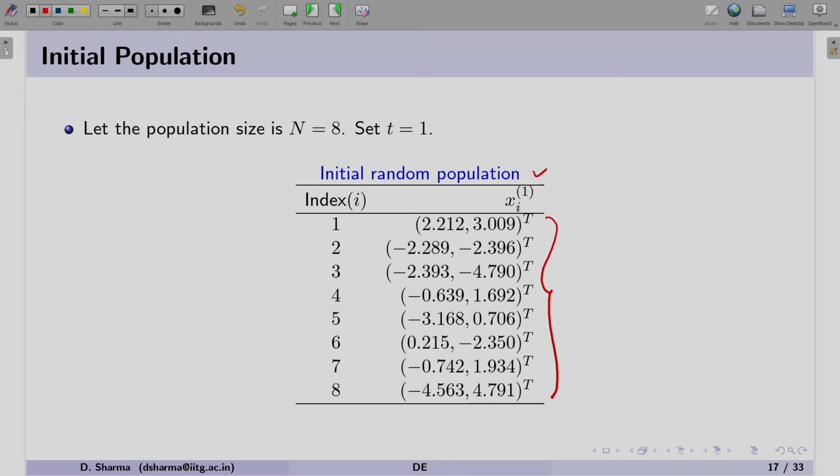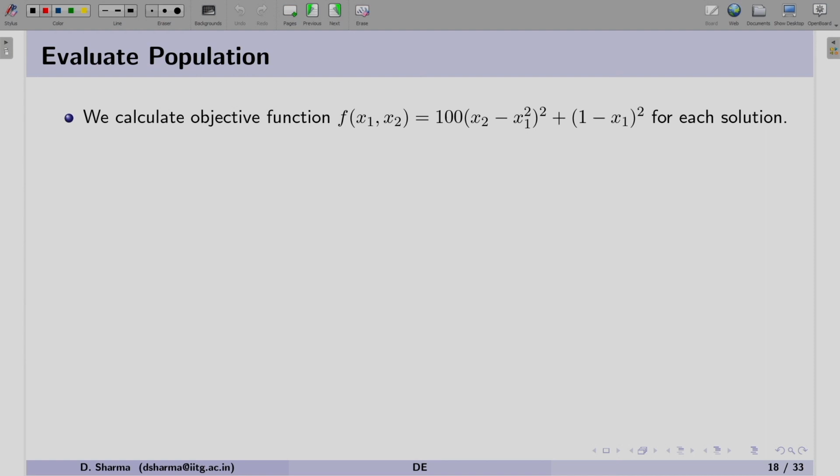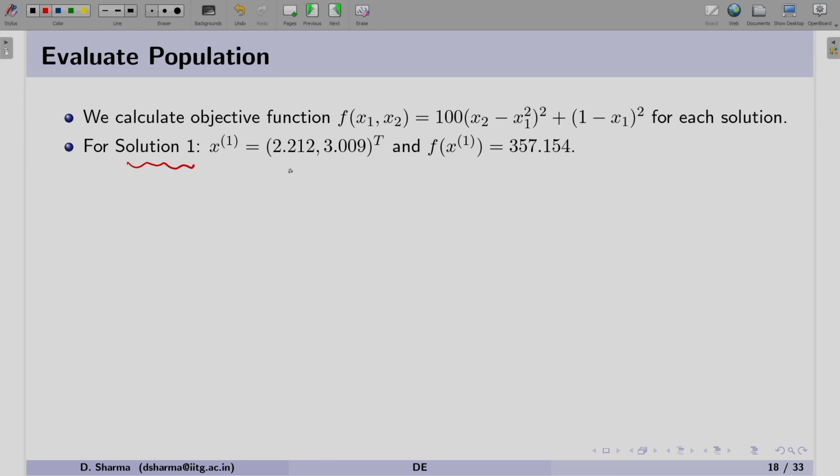Once this initial random population is generated, now we have to evaluate the population. For evaluating the population, the objective function is given to us. Now, let us take solution number 1. For this particular solution, the column vector, or the variable values, are given here. By including these values, we will get the function value as 357.154. If we continue fitting the values of the variables for vector 1, vector 2, vector 3 till vector 8, we are going to get the fitness of all the vectors.